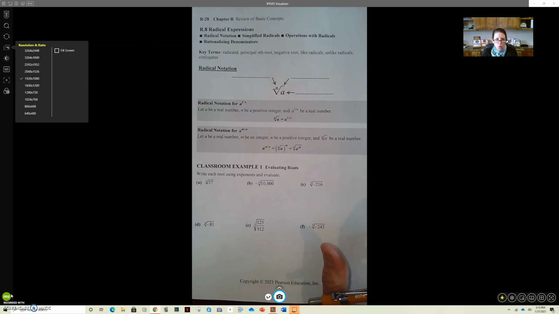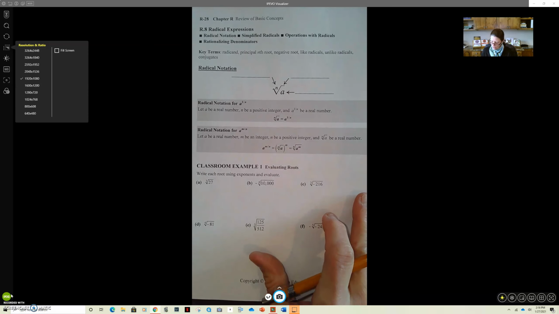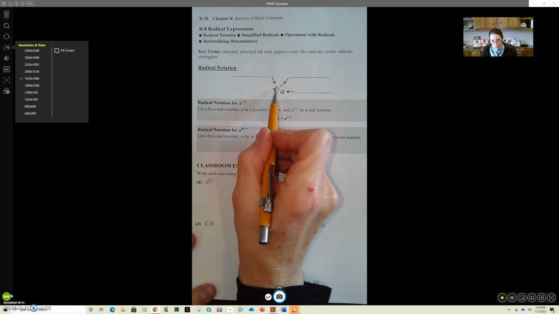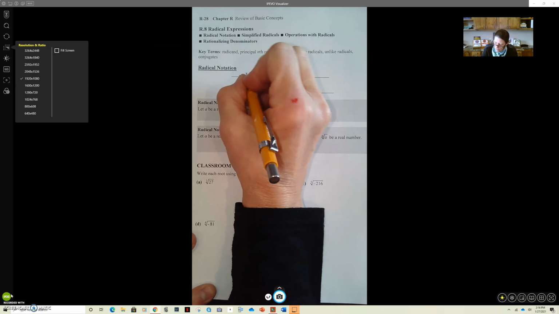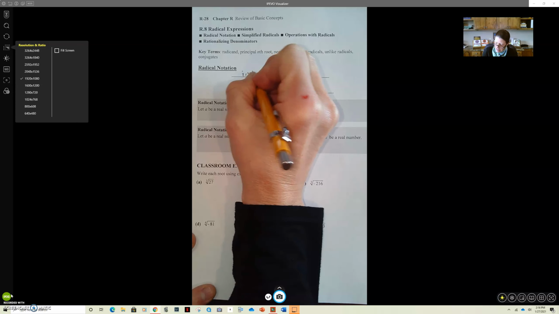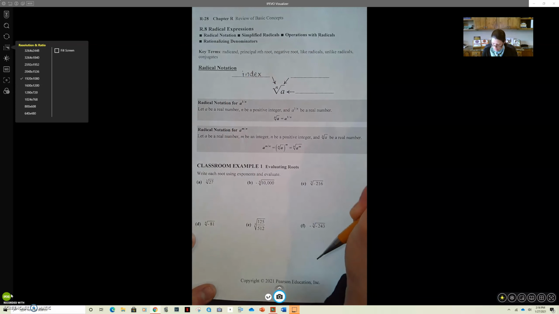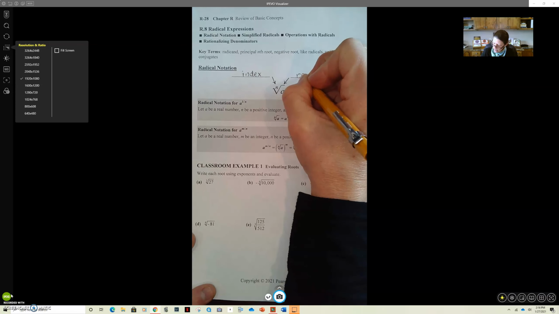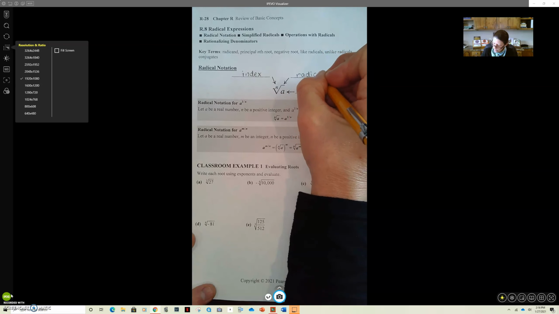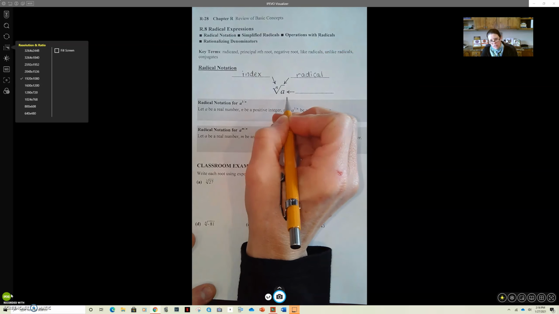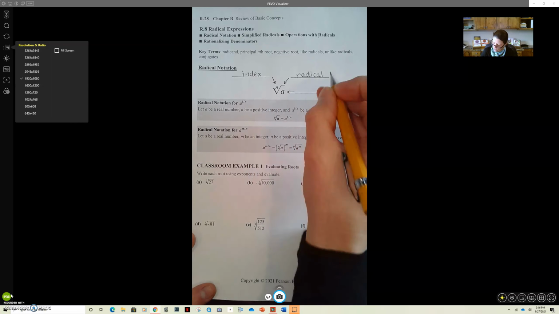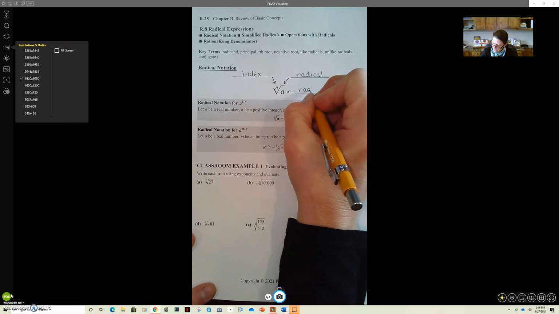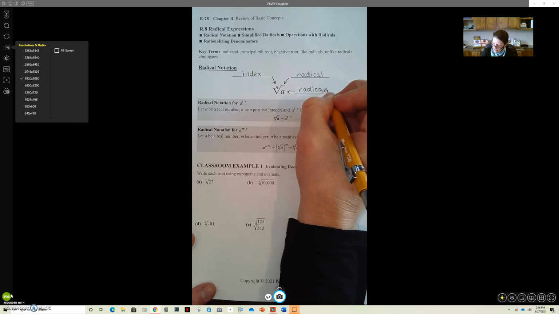In this video we are going to take a look at some radical notation and simplify some radicals. Beginning with radical notation, this little number sitting on the ledge of your radical, again we call the index. The symbol itself is the radical. And then this expression underneath the radical we call the radicand. Sounds funny, doesn't it?